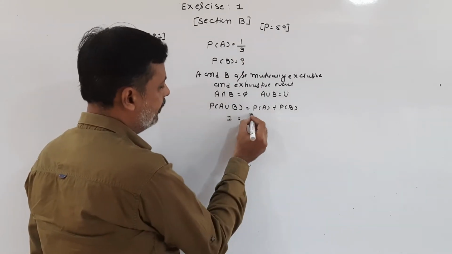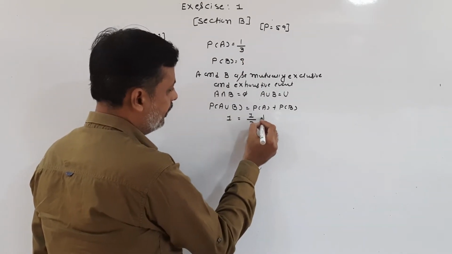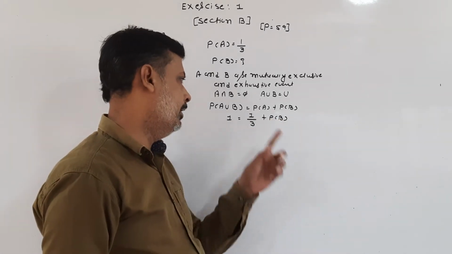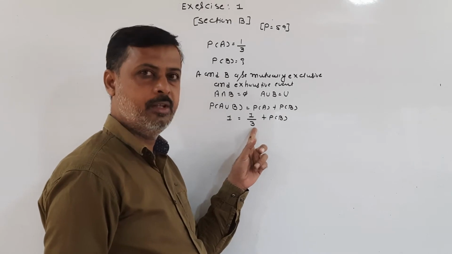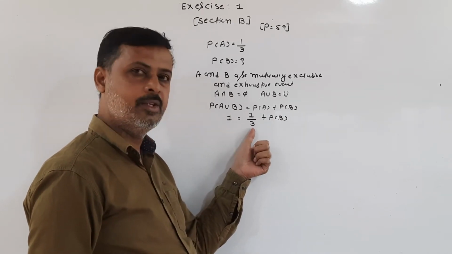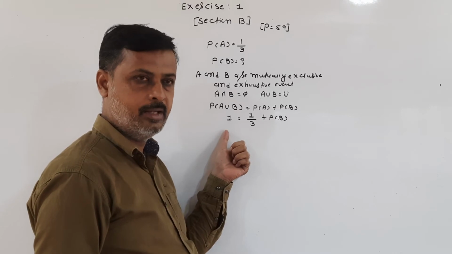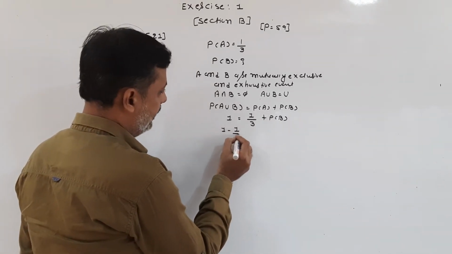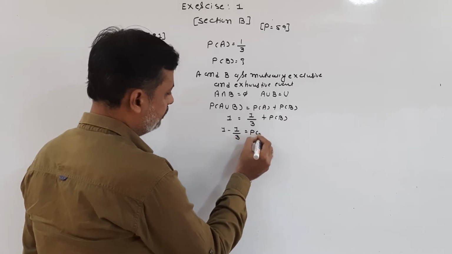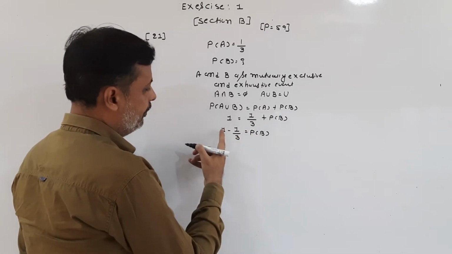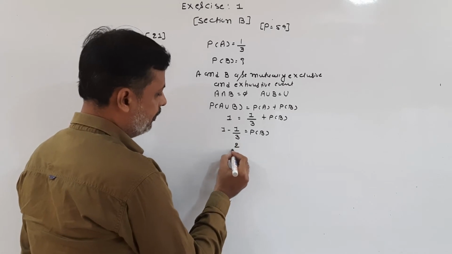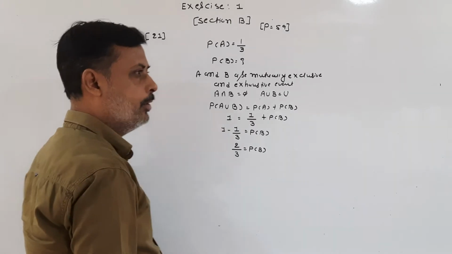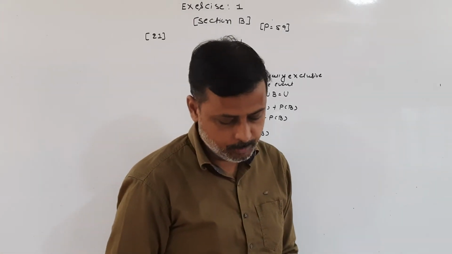P of A is 1 by 3, and P of B we have to find. Here P of A is given 1 by 3, positive. If we change the place, 1 by 3 becomes minus. So 1 minus 1 by 3, that is P of B. 3 minus 1 is 2, so the value of P of B is 2 by 3.